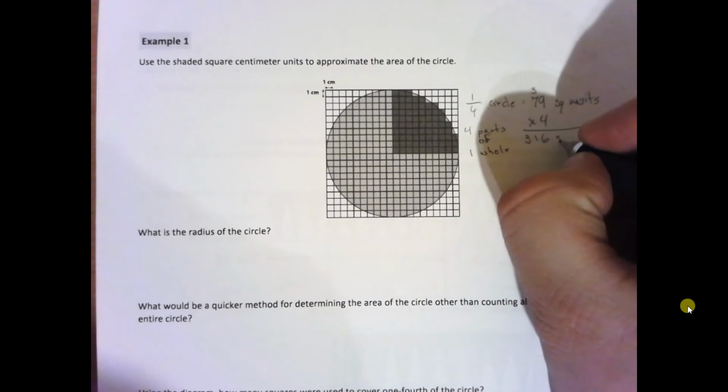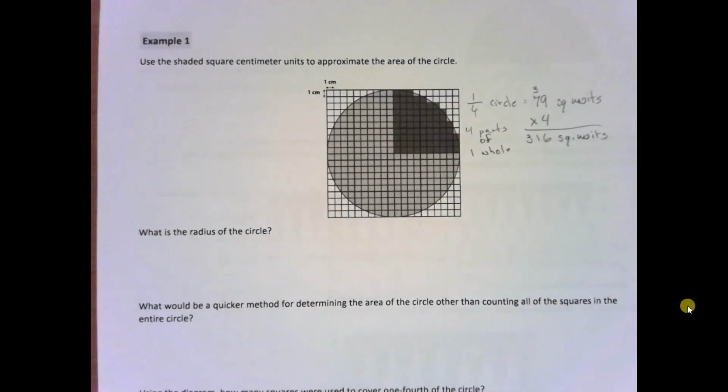9 times 4 is 36, carry the 3. 7 times 4 is 28. 28 plus 3 is 31. So it's 316 square units is our estimate. Now we have to figure out what we're looking at. Obviously I'm not trying to find the area yet. This was just an estimate based on the question. So this is just an estimation. I'm assuming that it is 316 square units.